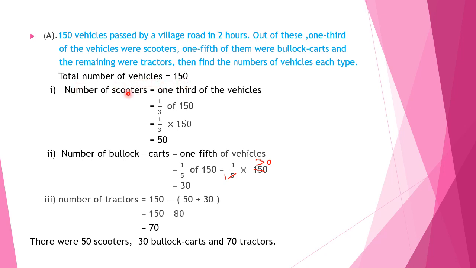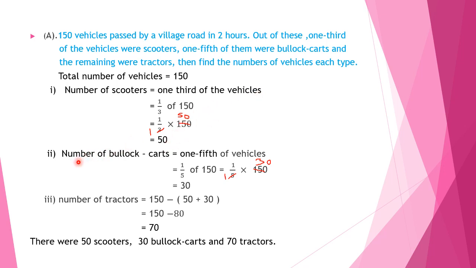Now we have to find how many are scooters. So the number of scooters is equal to 1/3 of the vehicles. So 1/3 of the total number of vehicles, which is 150. So 1/3 of 150. Now "of" means multiplication. So 1/3 multiplied by 150. Now we can cut, 3 ones are 3 and 3 fives are 15, and 1 zero left. So what is the answer? 1 into 50, that is 50. So how many scooters are there? Total 50 scooters are there.